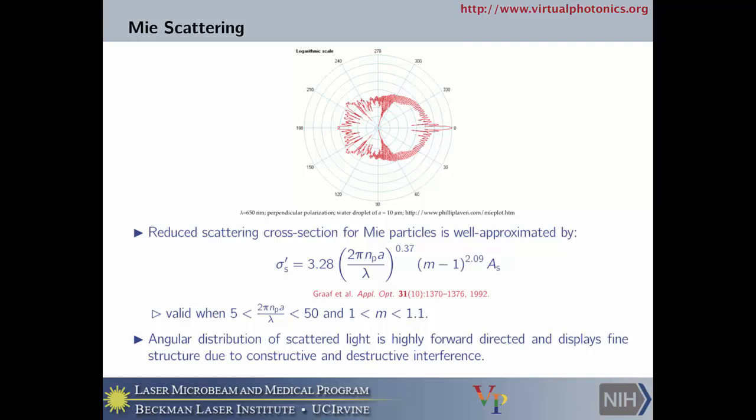There are some useful approximations for the single scattering cross-section. This is a reference that tells you how you can approximate the reduced scattering cross-section for a particle with a refractive index n_p, diameter a, lambda is the wavelength, and m is the relative refractive index, the refractive index of the particle relative to the refractive index of the surrounding material. A is the cross-sectional area of that particle.